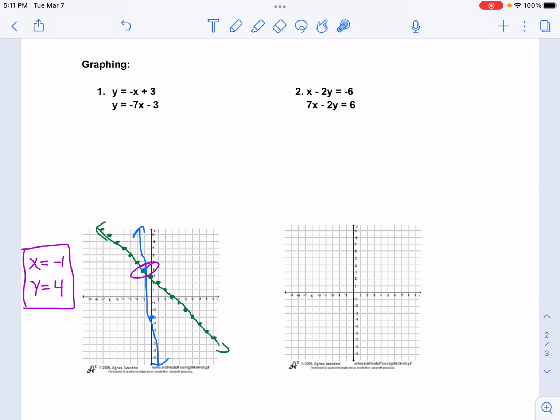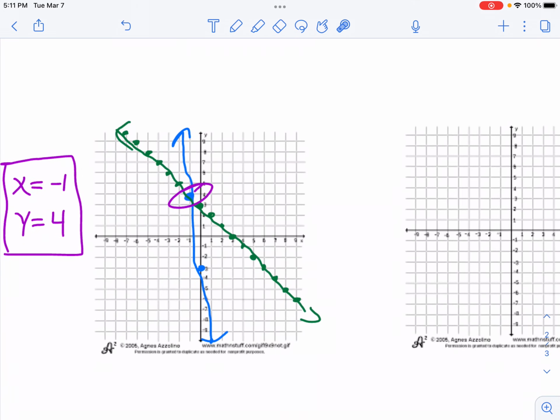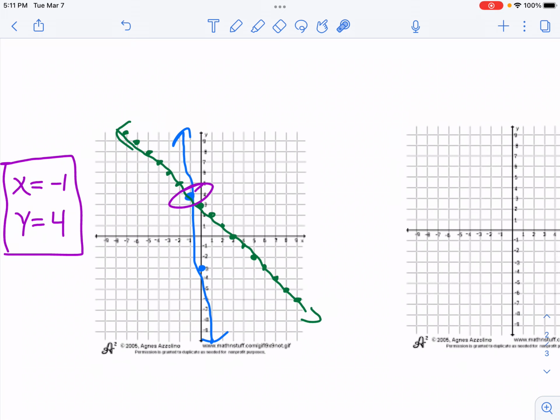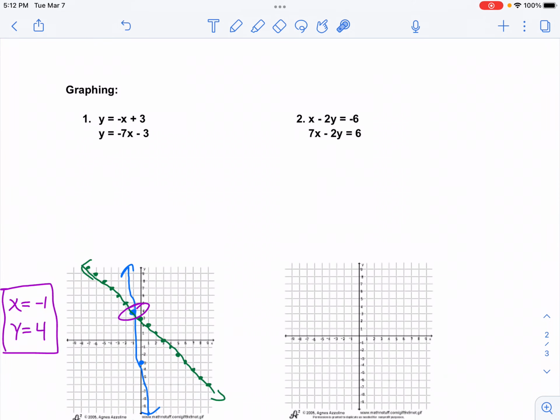And I'll pause there, give everyone a second to finish up. If you need to pause this video right now, go ahead and do that so you can see the lines and have that little section. All right, let's jump over to number 2.